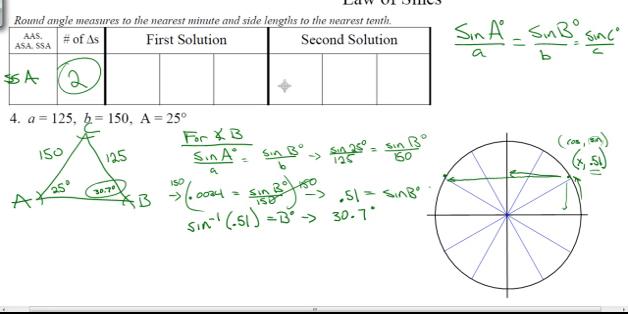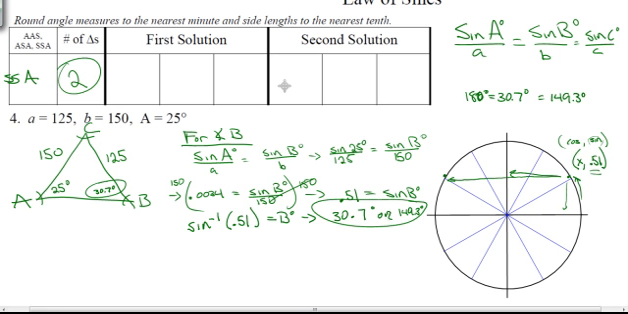So what I'm going to do to find out what that angle is, I'm simply going to subtract it from 180 degrees. 180, not 186. My handwriting's very bad. I do apologize. If I take 180 and I subtract 30.7, that gives me 149.3 degrees here. So that means my angle here for B could be 30.7 degrees, or it could be 149.3 degrees.